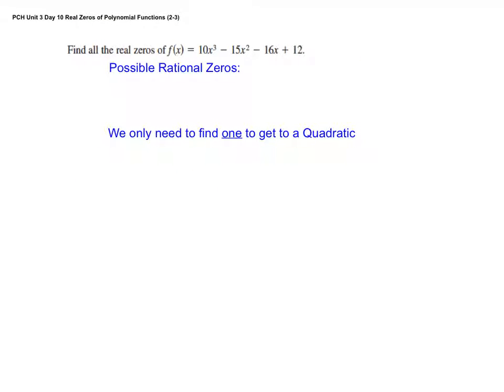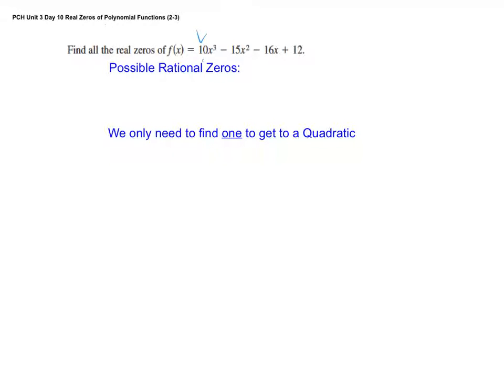Here's another example. We want to find all the real zeros, or rational zeros, of 10x cubed minus 15x squared minus 16x plus 12. Thankfully, since it's a cubic, we only need to find 1 before we get it down to a quadratic. If we can find 1 of these, we've got it down to a quadratic. The problem is when you have numbers like 10 and 12, there are so many factors.